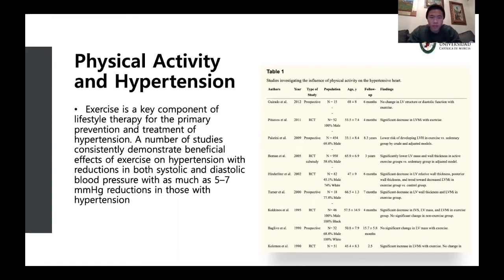Here we have a table of studies investigating the influence of physical activity on the hypertensive heart. So for the people that already have hypertension, how does physical activity contribute? Among all of these studies, the result is a significant decrease in high blood pressure. If you are curious, you can read one of these articles that really shows how physical activity contributes to decreasing your hypertension or high blood pressure.